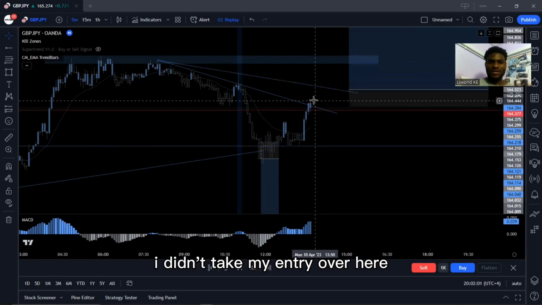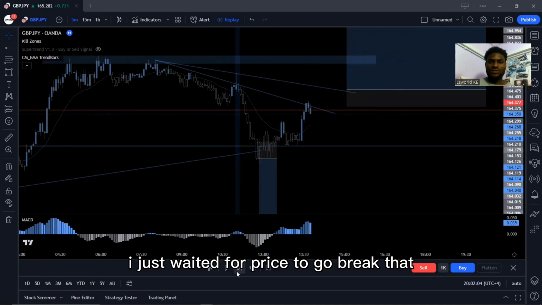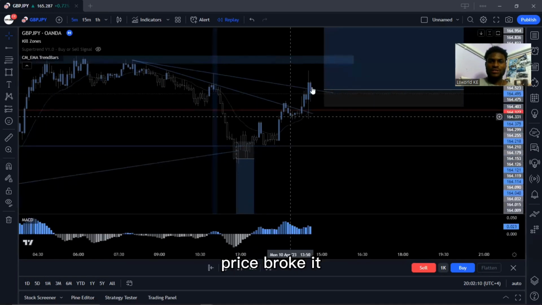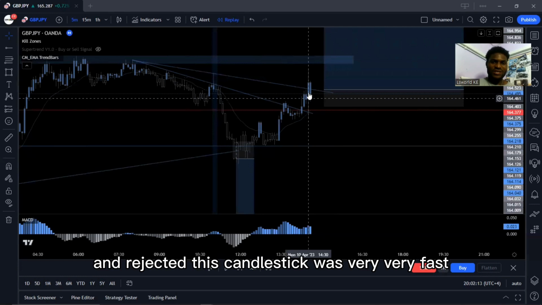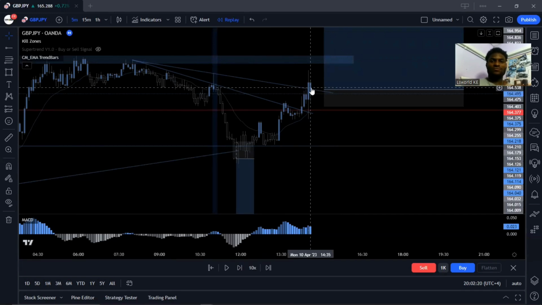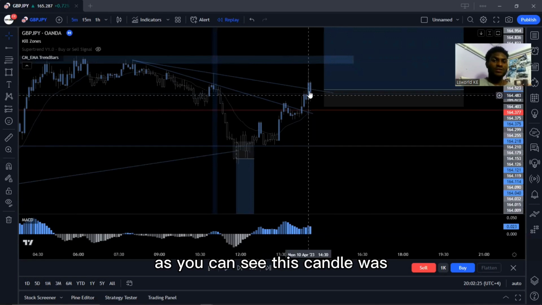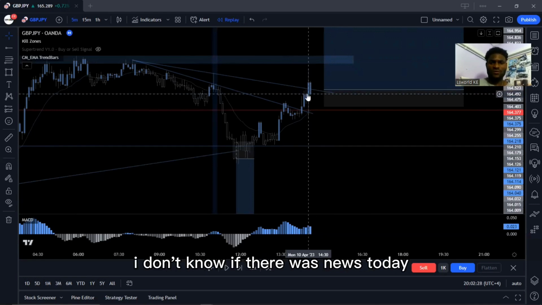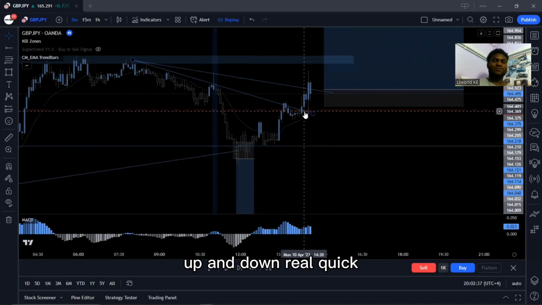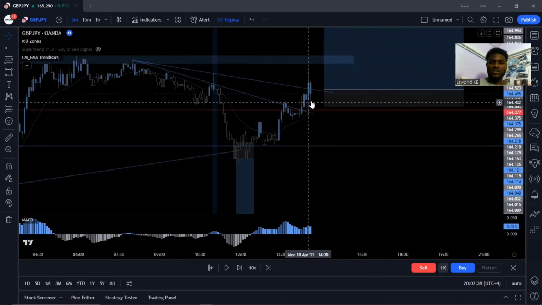So I waited patiently. I didn't take my entry over here. I just waited for price to break that, and as you can see, price broke it, rejected. This candlestick was very, very fast, so I took it to be news. So I waited for more candles to get printed before I jump into the trade. As you can see, this candle was, I think, a news candle. I don't know if there was news today because I'm not a fundamental trader. I'm a purely technical trader. So as I see this candle move very fast up and down real quick, I took it to be what? News. So I didn't take the trade.